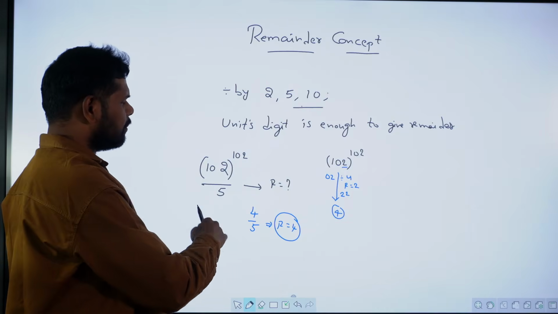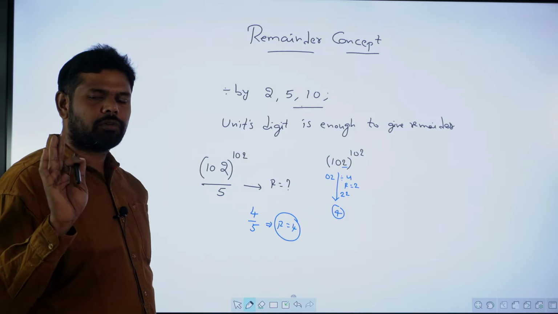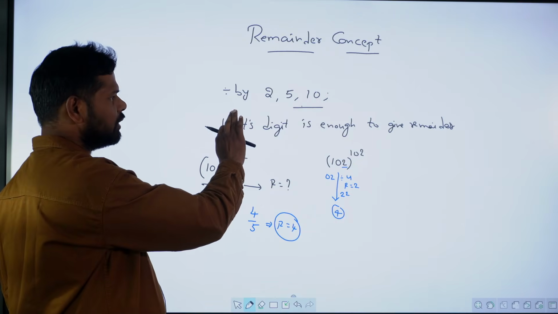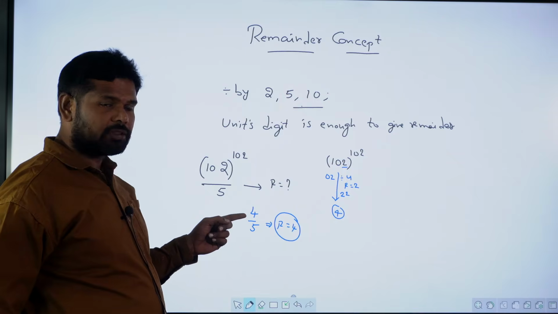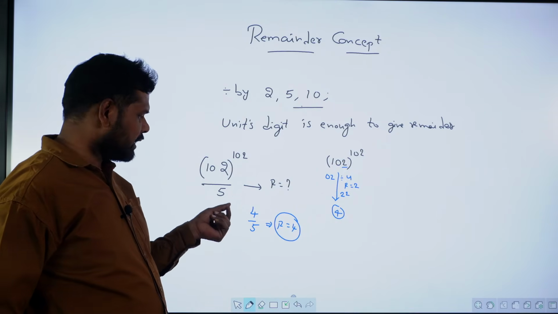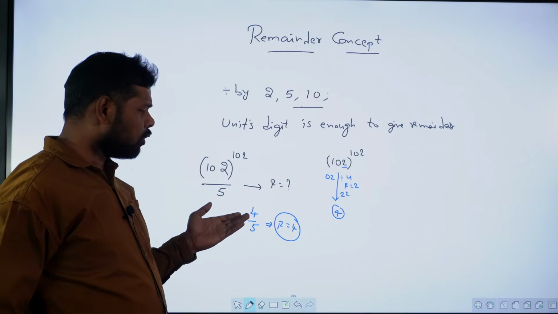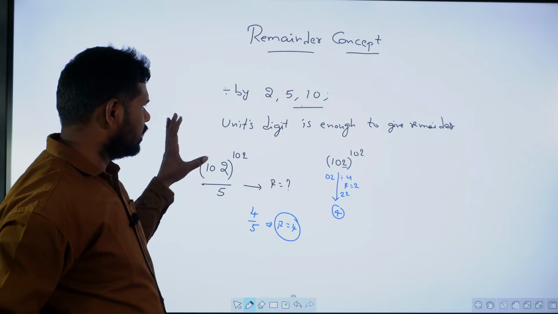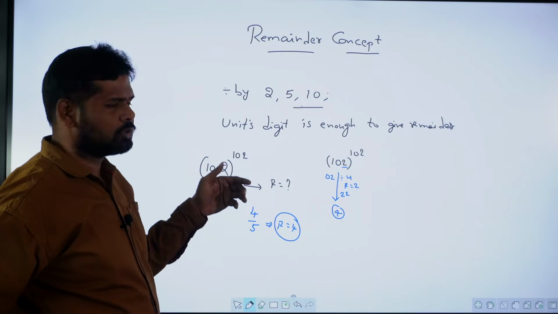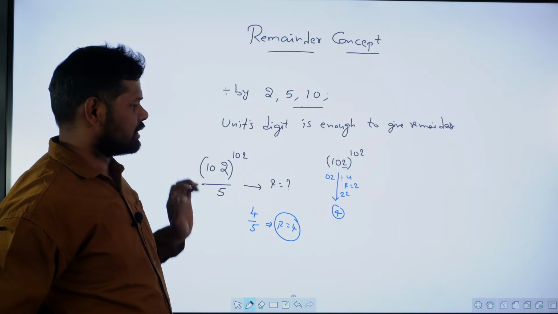So for any number, powers or whatever the case, the units digit is enough to find the remainder for divisibility by 2, 5 or 10. Suppose the units digit is 8, 5 ones 5, remainder is 3. If it is 6, 5 ones 5, remainder is 1. 1 means 1. 4 means 4. 8 means 3. 9 means 4. Like that you give the answer. So be alert, because some students made mistakes. That's why I am starting with this concept.